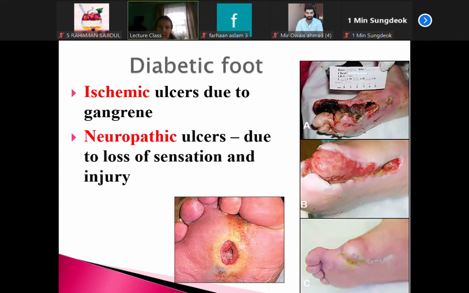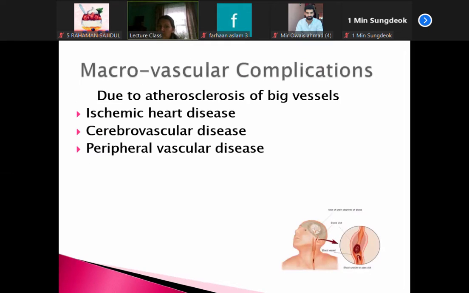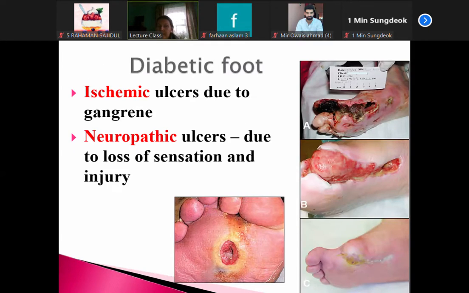And a final complication, diabetic foot. It's not purely micro and not purely macro. It is a mixed complication, a mixture of two complications, both microvascular and macrovascular. Diabetic foot could be of two types, ischemic and neuropathic. Ischemic is due to peripheral vascular disease; neuropathic ulcer is due to the loss of sensation in diabetic neuropathy.